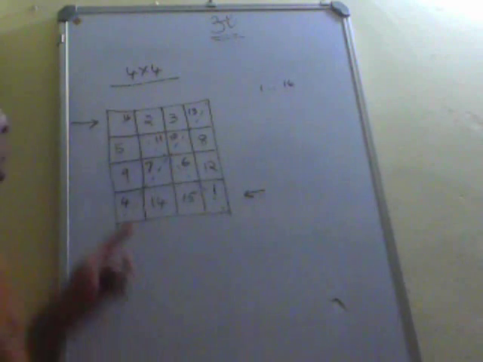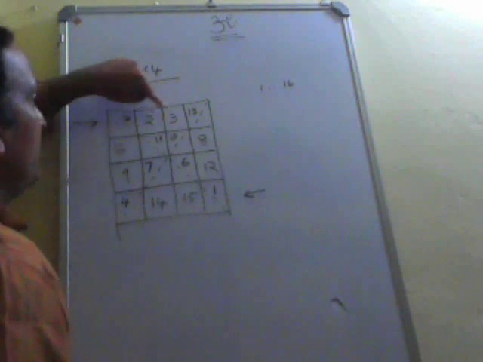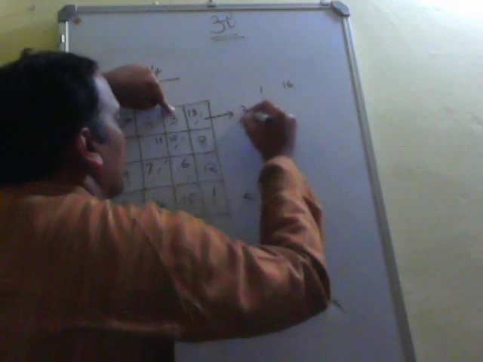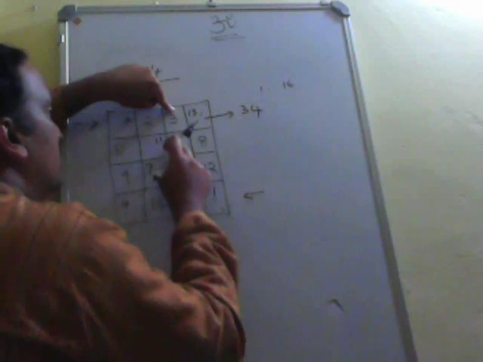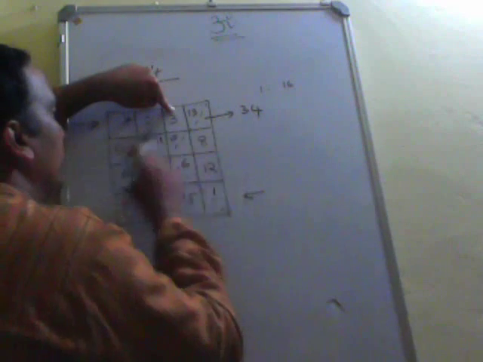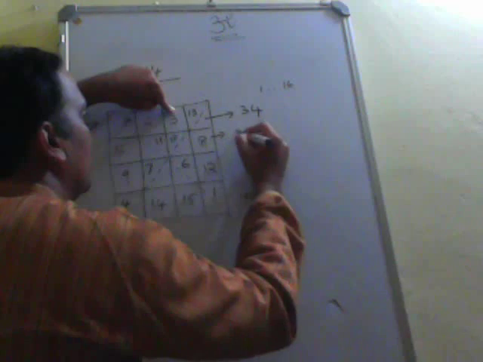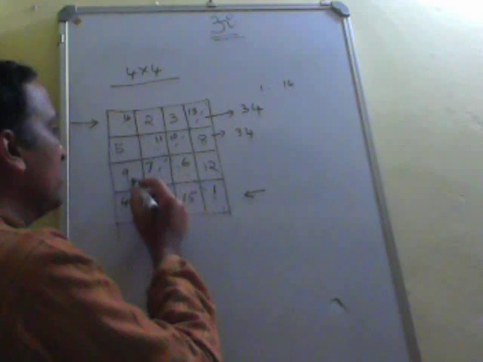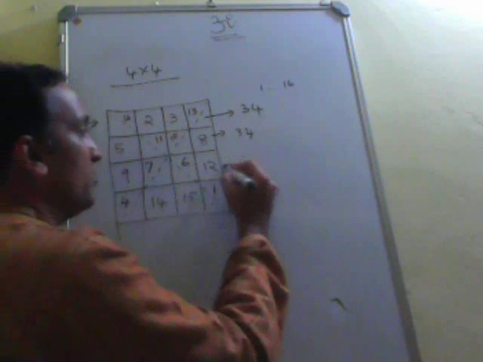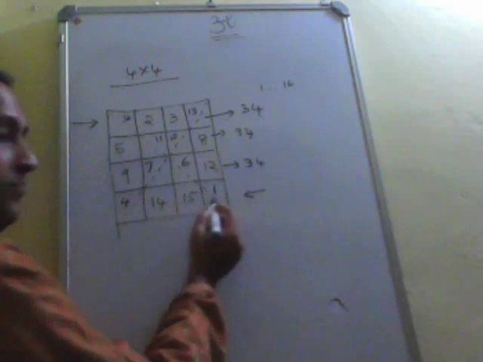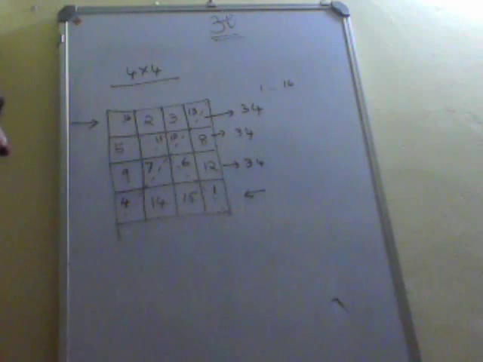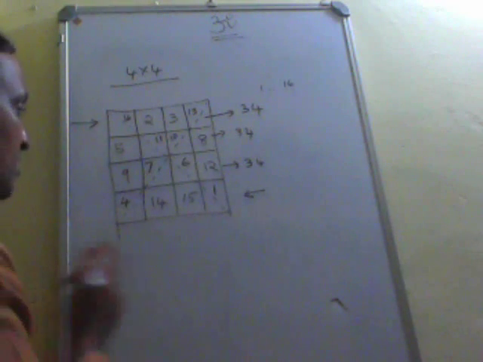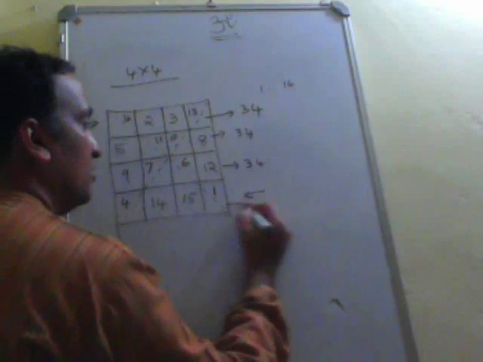Now let us try to add. 16 plus 2, 18. 18 plus 13, 31 plus 3, 34. 5, 10 plus 11, 21. 21 plus 8, 29. 29 plus 5, 34. 7 plus 6, 13. 13 plus 9, 22. 22 plus 12, 34. Okay. Then can you check here? 29 plus 4, 33, plus 1, 34. The last row is also 34. So this is also 34.